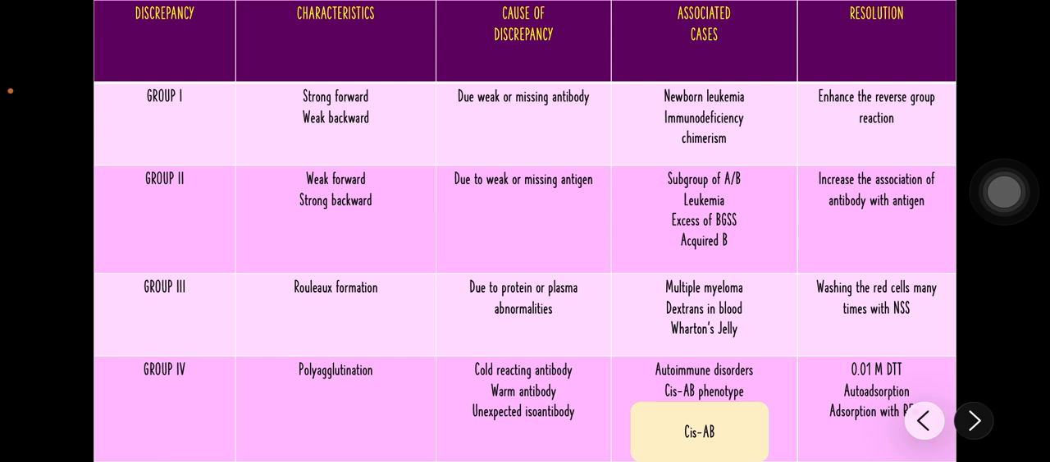So in order to resolve group 3 discrepancies, we can resolve it by washing the cells thoroughly with saline or using the saline replacement technique in order to distinguish true clumping from rouleau formation. Next, we have the group 4. Group 4 is related to miscellaneous problems.